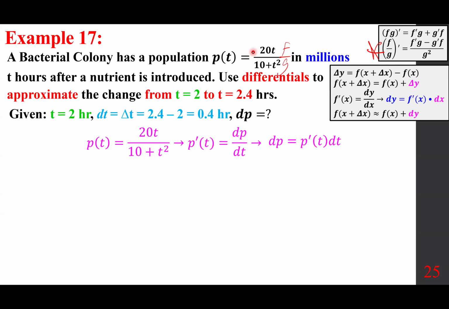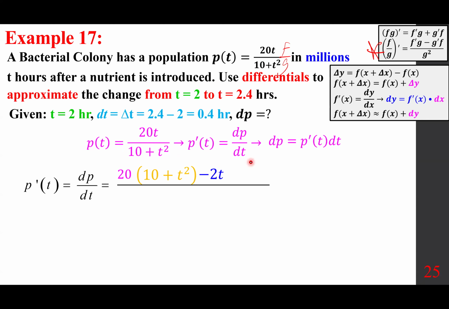So f over g: f prime g minus g prime f, over g squared. So f prime is simply 20 times the bottom g, 10 plus t squared, minus g prime, the bottom just gives you minus 2t times the top, 20t, and you put the bottom and square it, 10 plus t squared, quantity squared. Done with calculus. And so let's distribute.